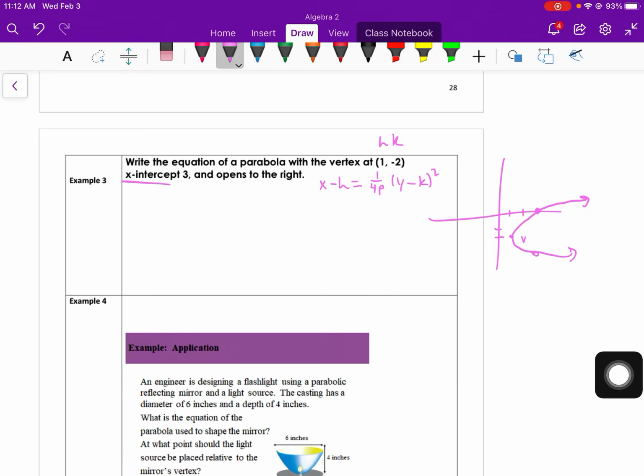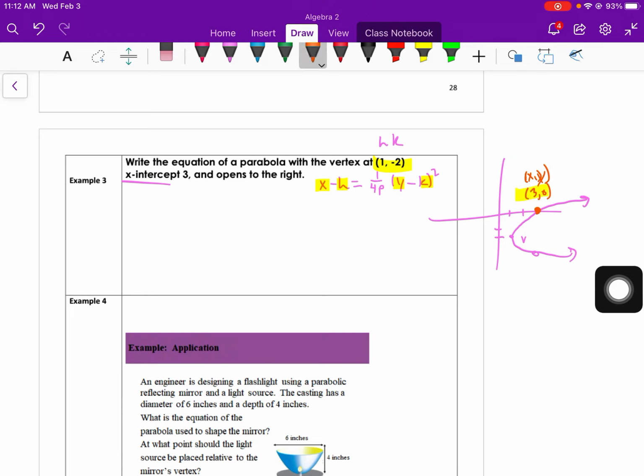So we didn't get p, but they did give us the h, k, which was the vertex, and they gave us a point that the parabola goes through. That's the x-intercept. That point is 3, 0. And since we know that point, that's an ordered pair of x, y. So now we can plug in to solve for p because we have an x, an h, a y, and a k. Here's your h, k and here's your x, y.